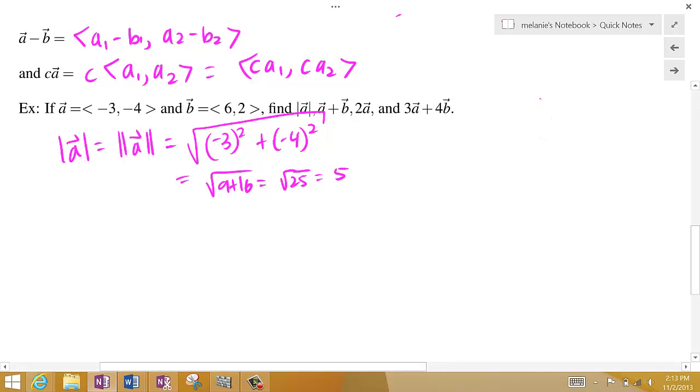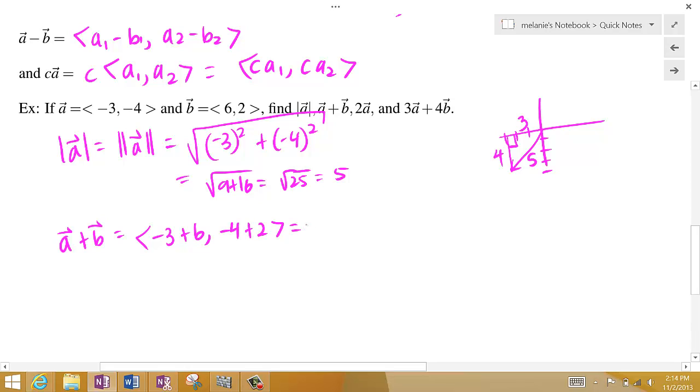And that should make sense geometrically. If I'm looking at vector A, 1, 2, 3, 1, 2, 3, 4, and this is the terminal point. The initial point is 0, 0. If I want to think about this as a right triangle, this is a 3, 4, 5 right triangle. Seems reasonable. If I want to find A plus B, I simply add the components. This is -3 plus 6 for the x, -4 plus 2 for the y, so I get 3 and -2.